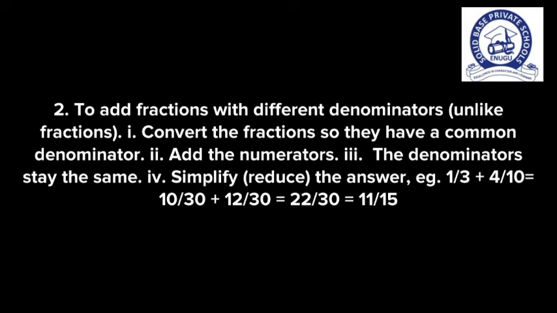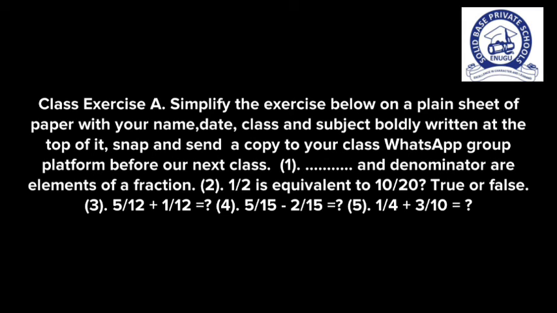2. To add fractions with different denominators, unlike fractions: 1. Convert the fractions so they have a common denominator. 2. Add the numerators. 3. The denominators stay the same. 4. Simplify, reduce the answer. For example 1/3 plus 4/10 equals 10/30 plus 12/30 equals 22/30 equals 11/15.